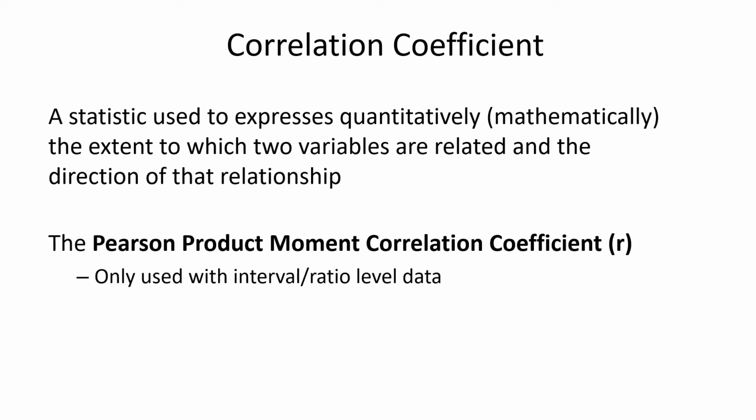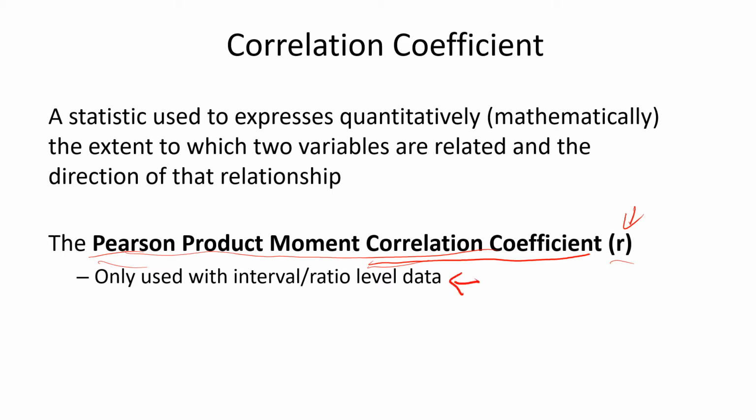So what we're going to use is what is called the Pearson product moment correlation coefficient, or just r. You'll sometimes hear it called Pearson's r, or the Pearson product moment correlation, or the correlation coefficient, or Pearson's correlation. There's all these different things you can hear it called. Pearson's r or correlation coefficient are probably the two most common you'll use. It's important to note that you can only use this with interval and ratio level data.